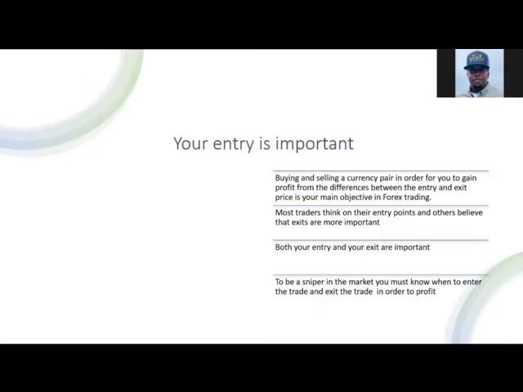You don't ever want to enter the market late. You always want to enter at the right time. And what is the right time? The right time is going to be based off the entry price action. All right. So buying and selling a currency pair in order for you to gain profit from the differences between the entry and exit price is your main objective in Forex trading. You want to enter the market and exit the market precisely like a sniper. This is how you're going to get your profit.